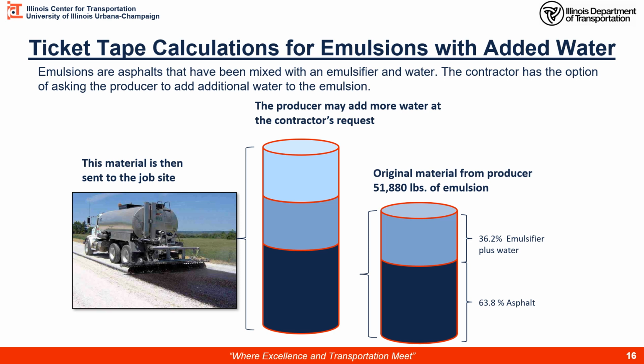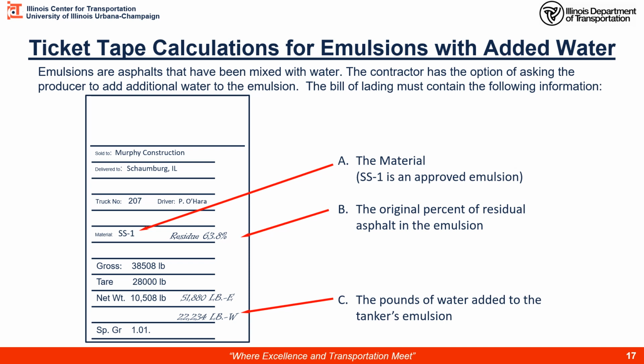And this is to be done at the producers, not by the contractor. So the producer will supply this, bring it out, and it will be put in a distributor truck and then applied. So when you have a bill of lading coming out to your job that has an original emulsion and water added, this is what it might look like.